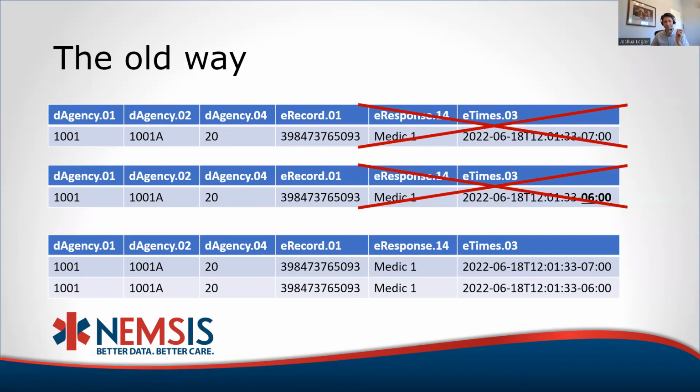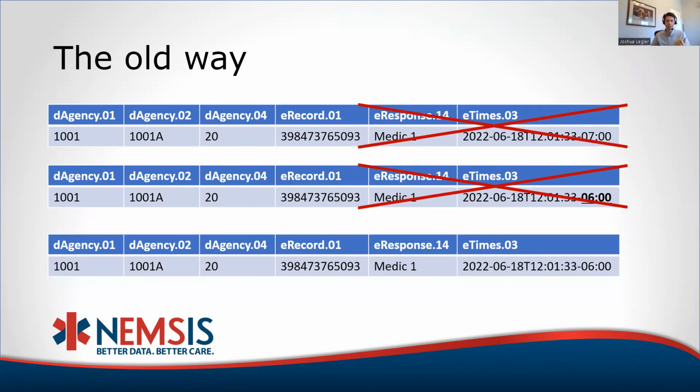So, in the old way, if you didn't include eResponse 14 and eTimes03 in your record key, then you'd be okay, right? You would end up with a single record that got updated with the new time zone, and that's what you actually wanted. But instead, you got duplicates. So it was solvable in the old way, but with the UUID, it's much more straightforward.